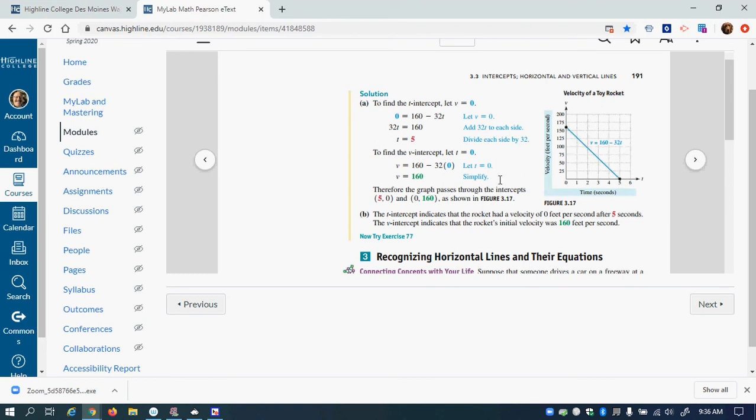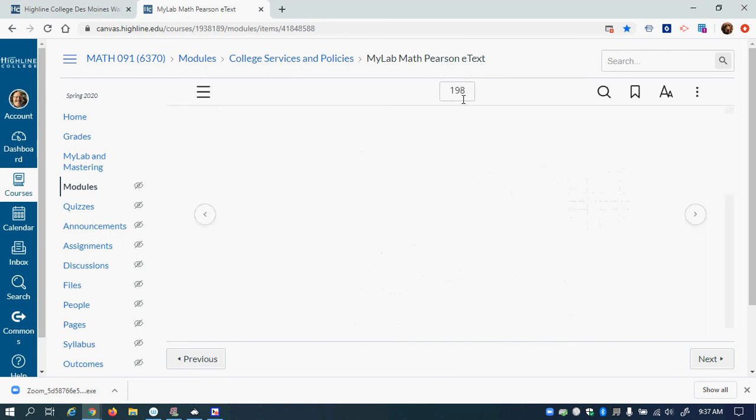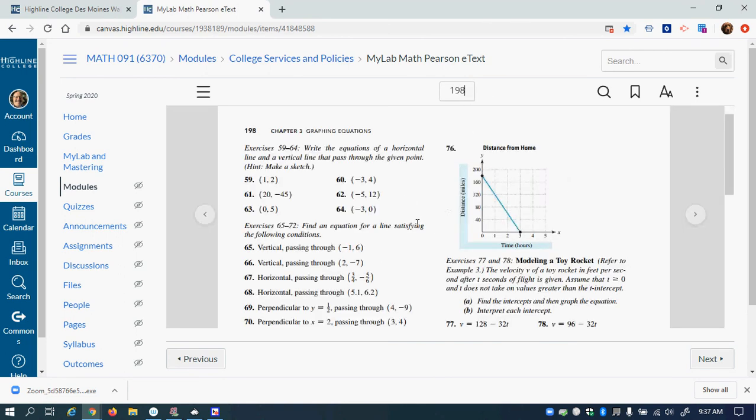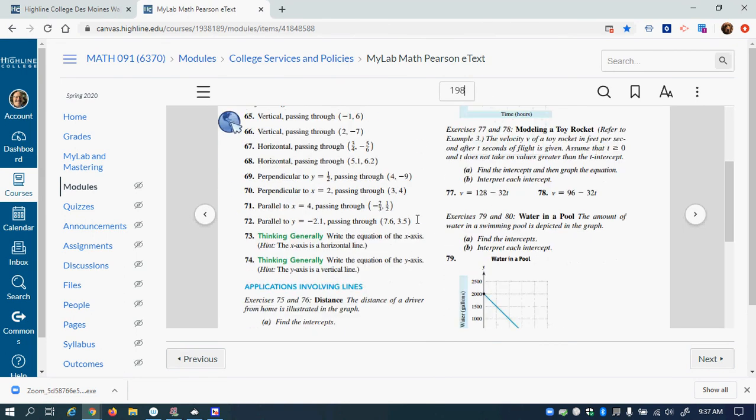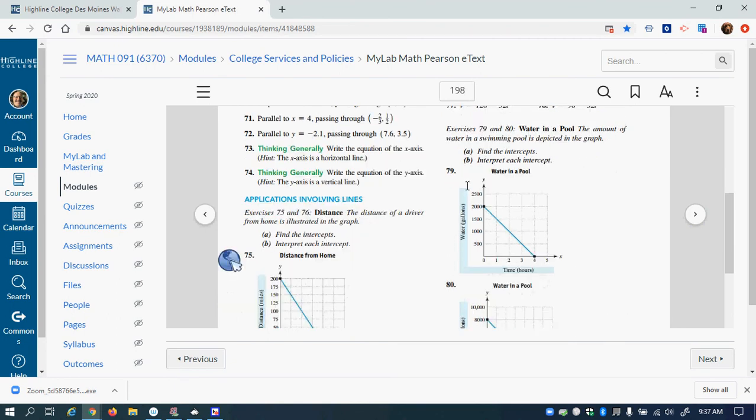So let's do the same kind of thing, but jump to problem 77 on page 198. So we'll go to page 198. Okay, and we go to 77. Here are the directions for 77. Let's do 79, because 77 is like what we just did.